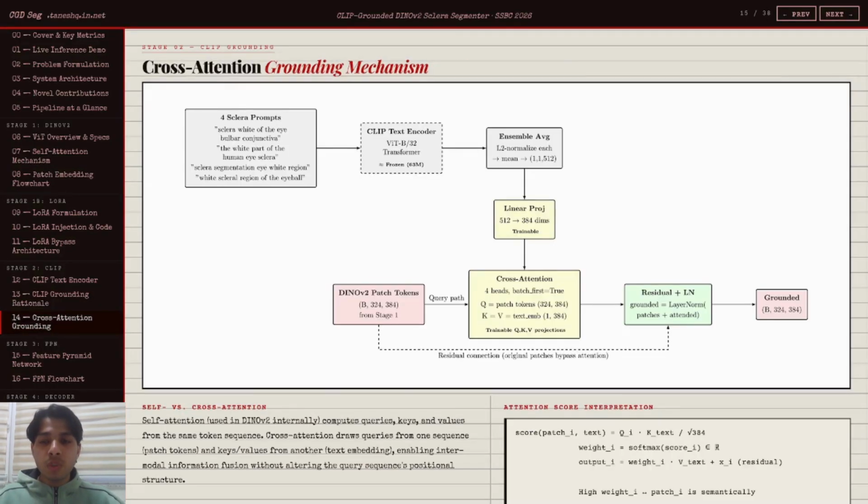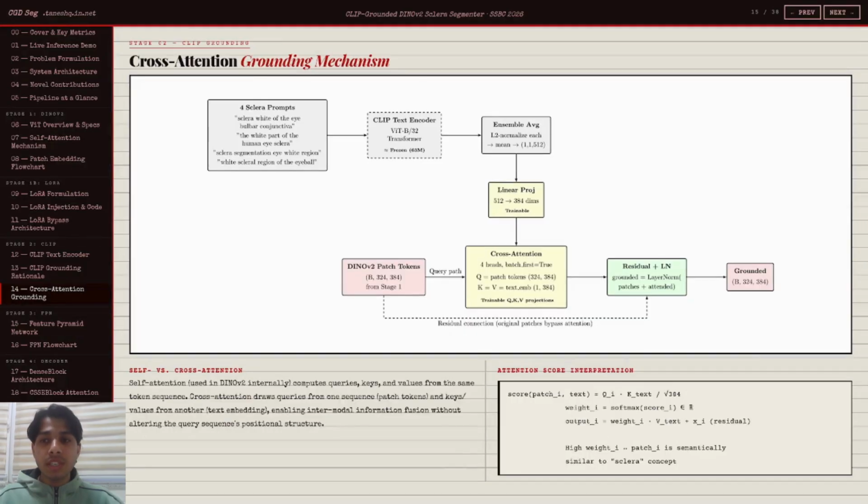The mechanism that fuses the text knowledge into the patch tokens is called cross-attention. Think of it as a question and answer process. Each patch token asks, how similar am I to the concept of sclera? The text embedding by CLIP answers. The answer gets added back to each patch token as a correction. Patches that look sclera-like get pulled towards the semantic anchor. Patches that don't are relatively unaffected.